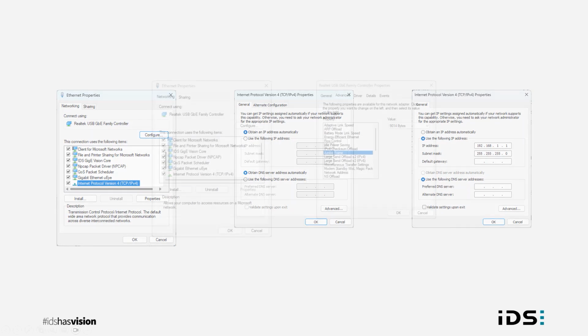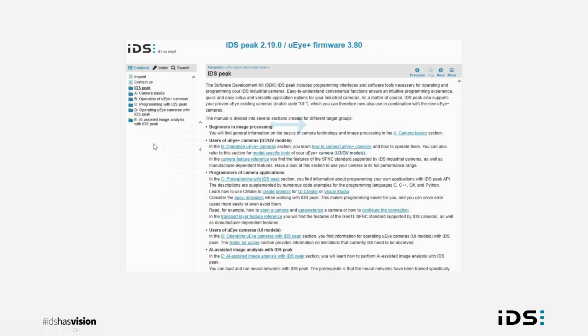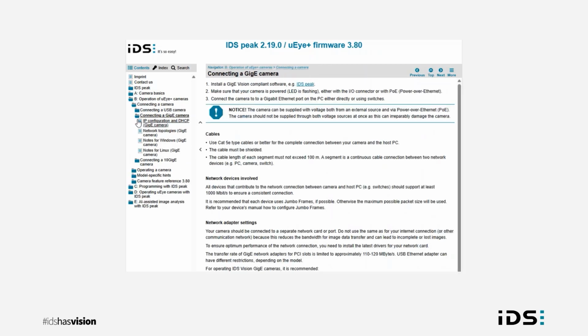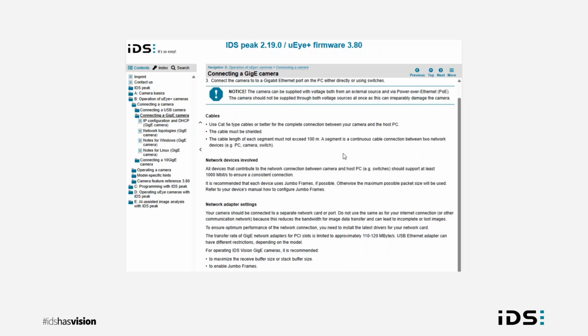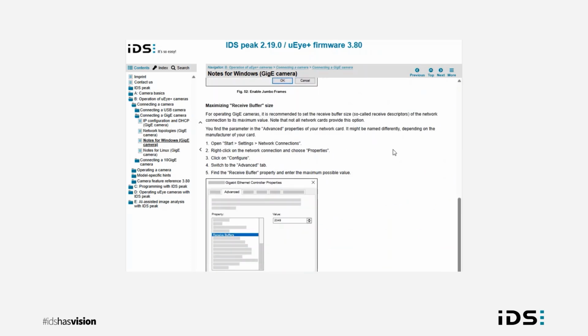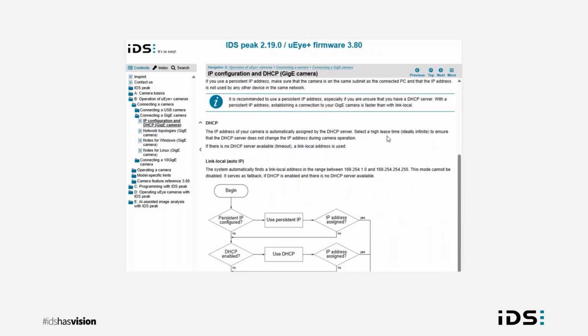For optimum performance, we also recommend enabling jumbo frames and setting the maximum number of received buffers on the network card. These are typically found in the advanced parameters of the NIC. You can find more information about how to set these for Windows and Linux systems in the Camera User Manual and in the IDS Peak User Manual in Section B, Operation of UI plus Cameras, under Connecting a Camera and Connecting a GigE camera.